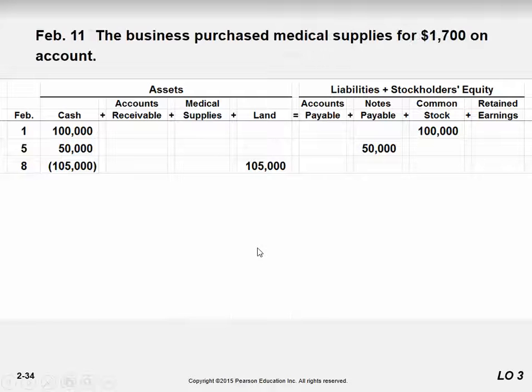The business purchased medical supplies for $1,700. It says pay careful attention. It says purchased on account. So if you purchased on account, then you've got an accounts payable. When you sell on account, you have an accounts receivable, because when you sell, you expect to receive something. Here you're not selling, you're purchasing, so you expect to pay something. So you'll see accounts payable go up by $1,700, and then medical supplies will go up. Medical supplies up, but we also owe it. Remember, accounts payable is short-term debt in the next 30 days.